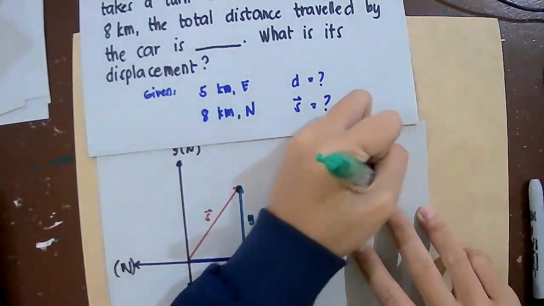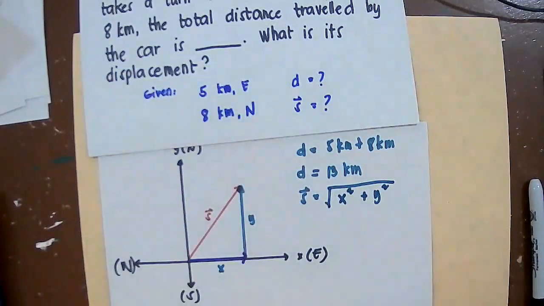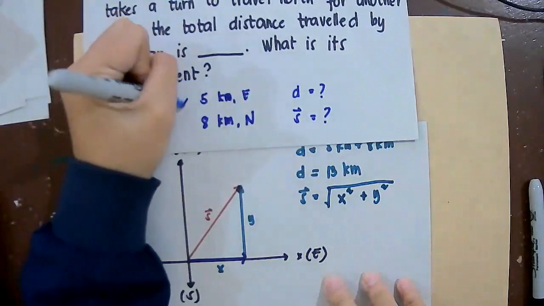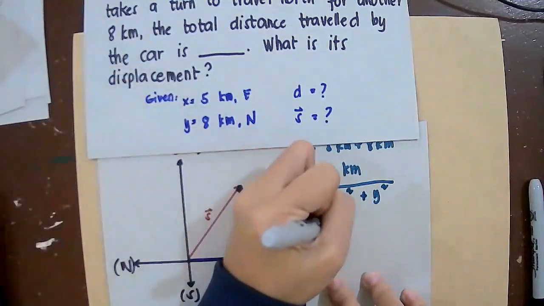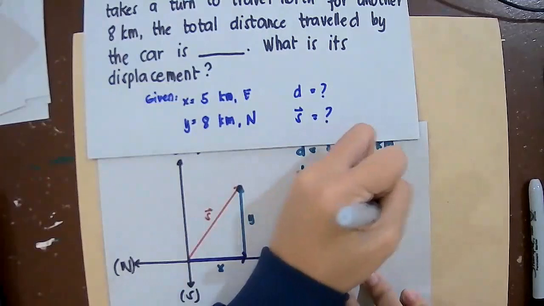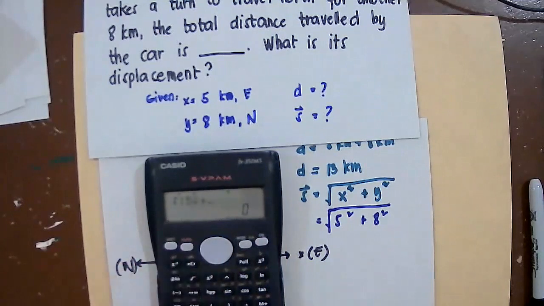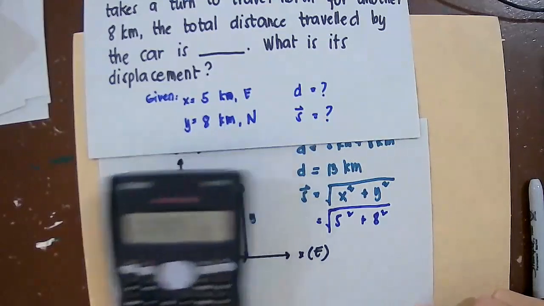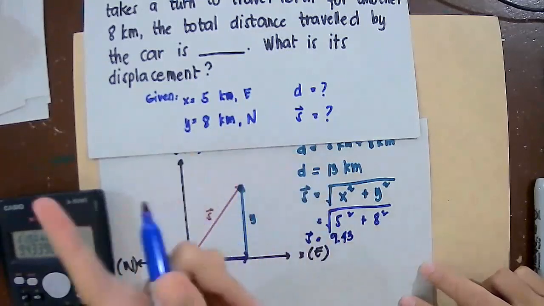So to get your displacement, you will have square root of x squared plus y squared. Okay, so let's plug in now the given values. Let's say this is your x, and then this is your y. Okay, that's a given. So you write x, that's 5 squared plus 8 squared. So square root of 5 squared plus 8 squared. You will get 9.43. Okay, so your displacement here is 9.43. Don't forget the unit.